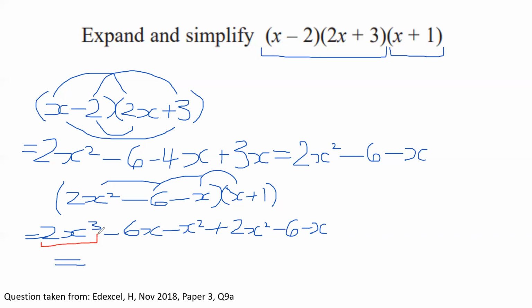So we only have 1x cubed, so we don't need to do anything with that. That can stay as 2x cubed. We then have an x on its own here and a minus x here. So we have got minus 6x minus x, which gives us minus 7x. We then have got a minus x squared plus 2x squared. So minus 1x squared plus 2x squared gives us plus 1x squared. And then lastly, we have got 1 number, so we could just leave a minus 6 on the end there.